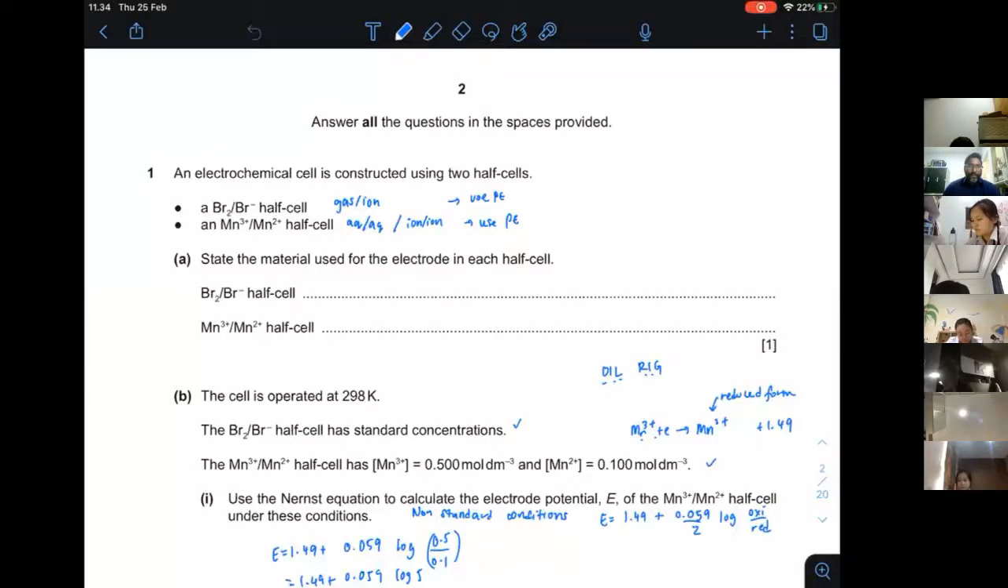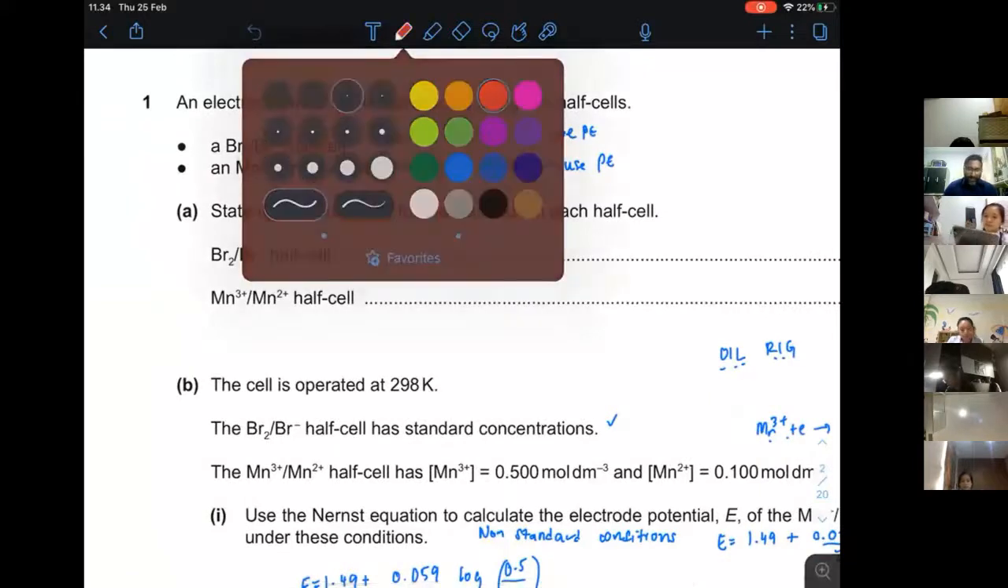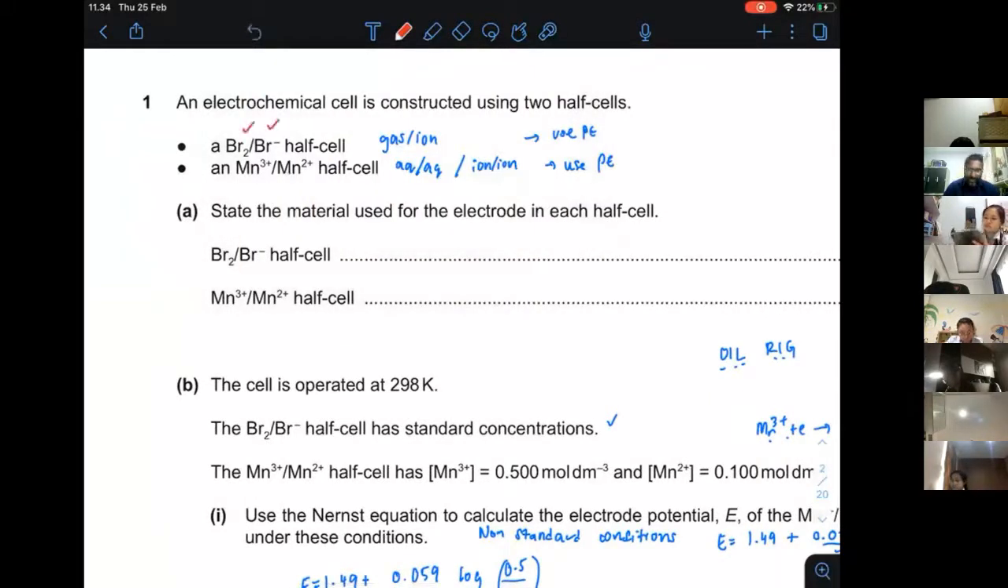So the first question is: an electrochemical cell is constructed using two half-cells. You can see from this question that one is Br2 and Br minus, so it's a gas and an ion. If you have a gas and an ion, the electrode that we use is always platinum. And the same if you have aqueous and aqueous, or ion and ion, the electrode that you must use is platinum.